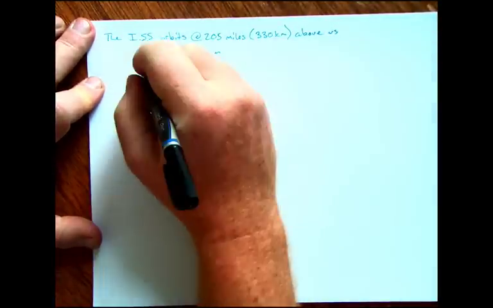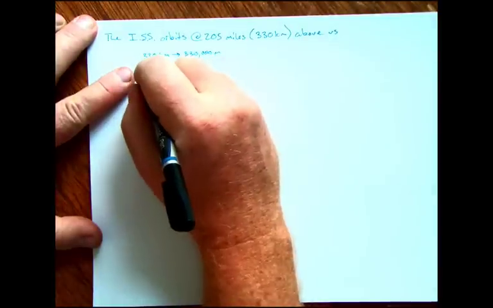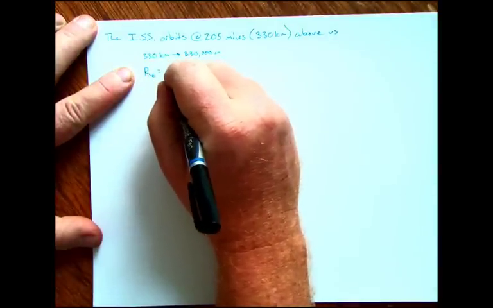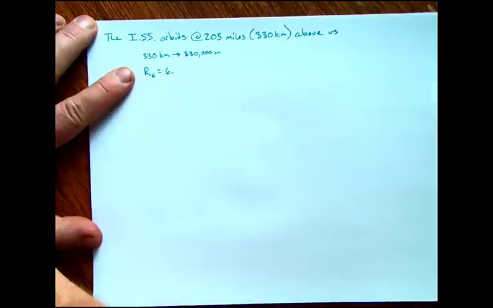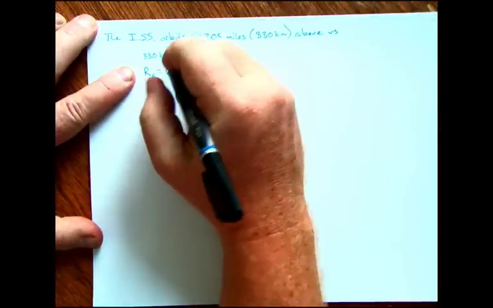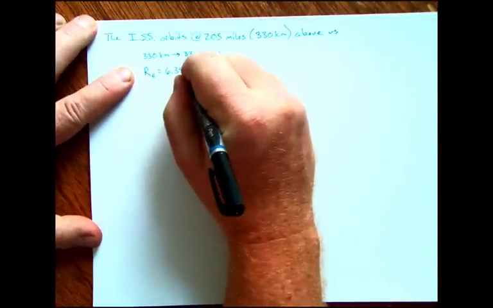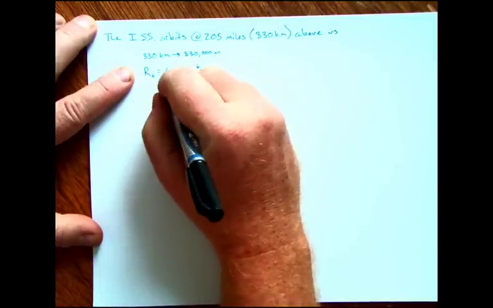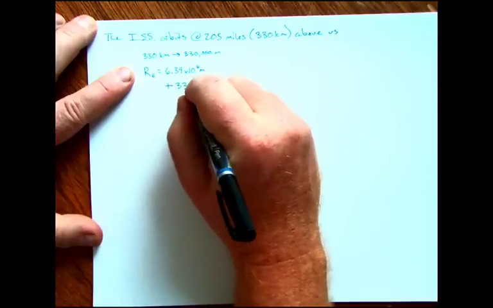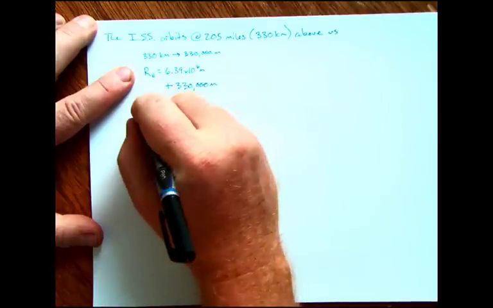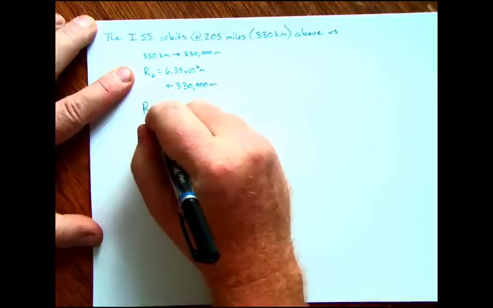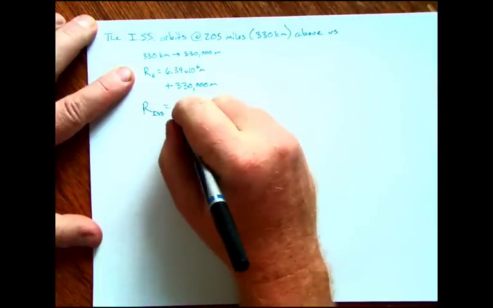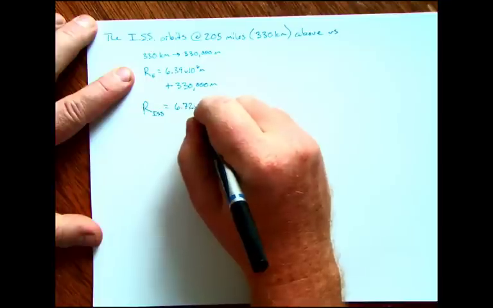Okay, so what would my weight be? Well, first we got to look at the radius. So the radius of the Earth is 6.39 times 10 to the 6th meters, plus you would have to add 330,000 more meters, and you get my new radius for the ISS, which is going to be equal to 6.72 times 10 to the 6th meters.